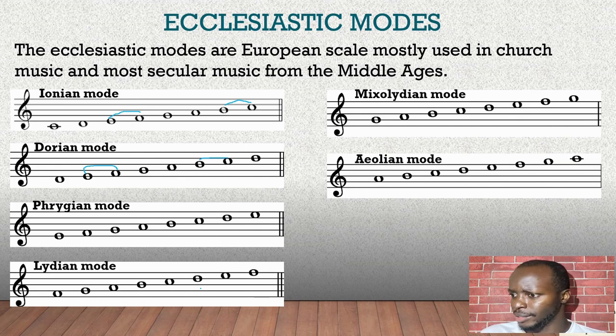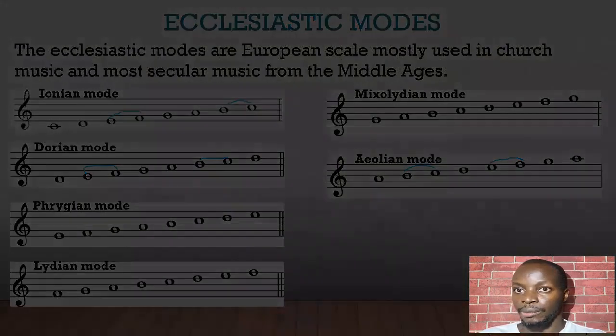Aeolian mode starts on A to the upper A. And when you look at this scale very well, it looks like the natural minor. It looks like A natural minor. Look at where the semitone is. We have semitone here, and we also have semitone here. So that's exactly the Aeolian mode, right?